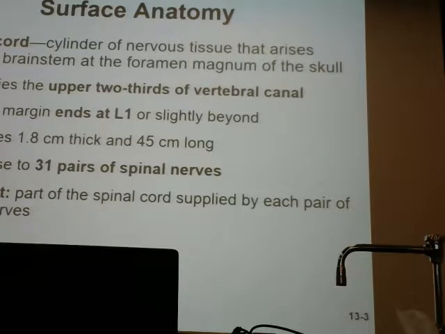The system that serves that area is different. Okay? We'll get into that. So, I'm going to have my 31 pairs.